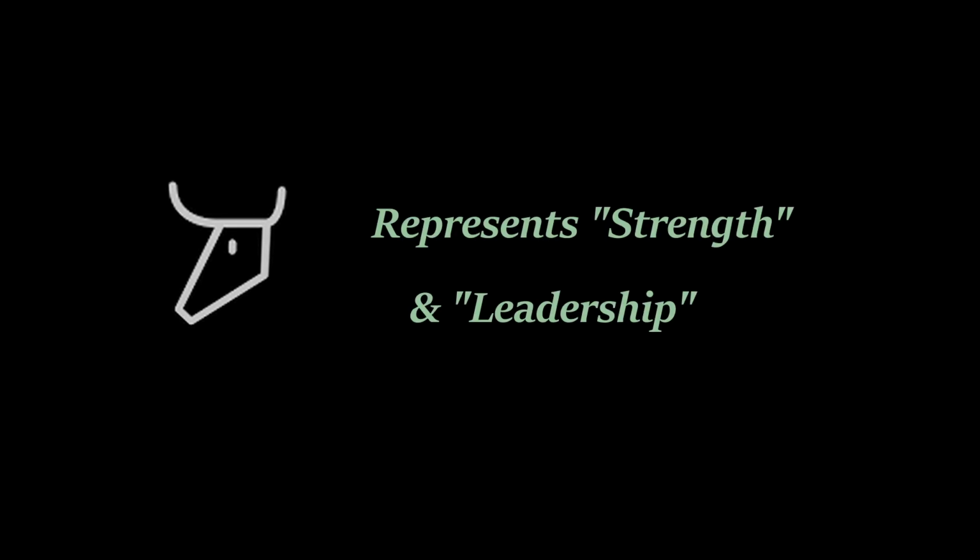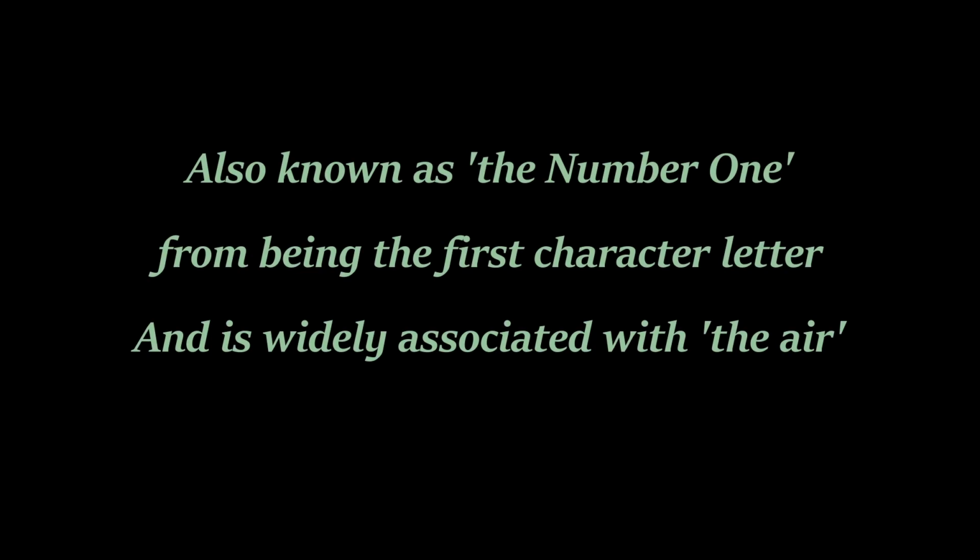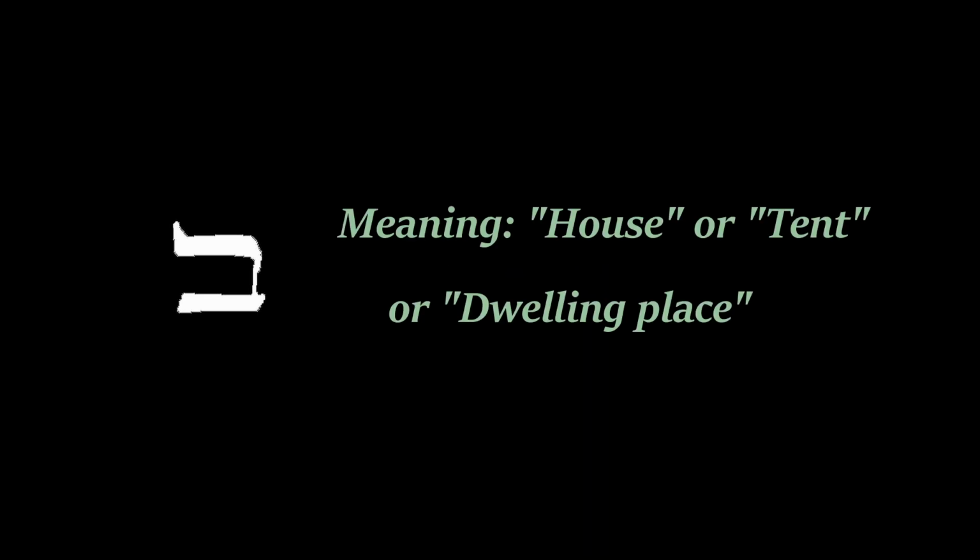Number 1, Aleph. Traditionally associated with ox or bull, possibly due to its shape resembling an ox's head in ancient scripts, represents strength and leadership. Symbolizes the primal cause, the single unity, or the beginning, also known as the number 1 from being the first letter, and is associated with the air. Number 2, Bet, means house or tent or dwelling place, reflecting the shape of a simple dwelling in ancient scripts.